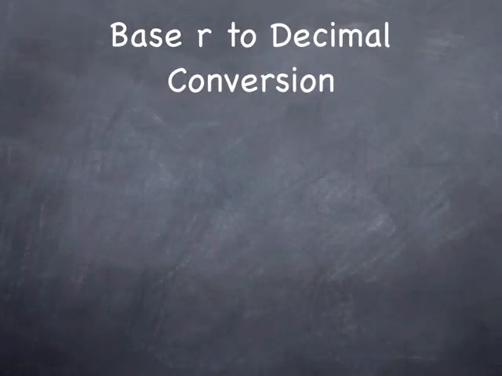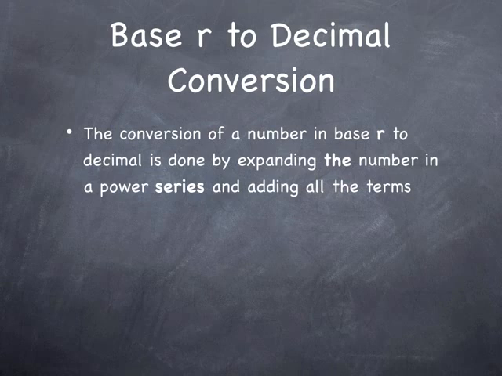So base R to decimal. So we are generalizing any base to decimal. Base 5 to decimal, base 6 to decimal, base 16 to decimal, any base to decimal. Right? So the principle is very simple. The conversion of the number in base R to decimal is done by expanding the number in the power series and adding all the terms. What we have seen earlier, we have been doing basically number system to decimal. Right? So can you tell me what is this number? So let's try that. Let's see what is this number in decimal.